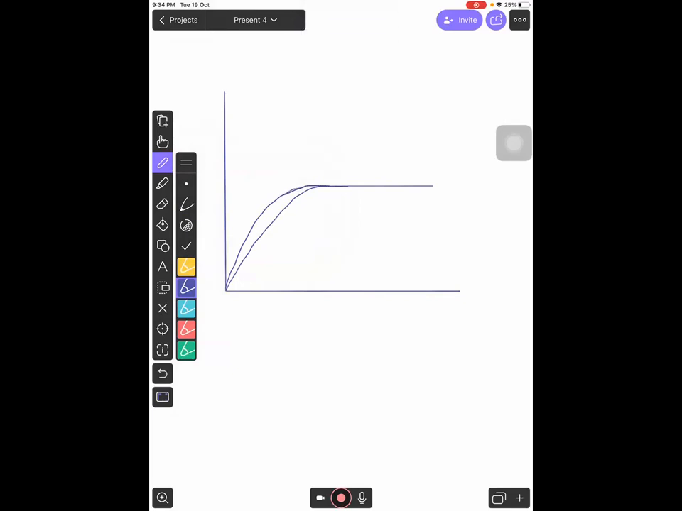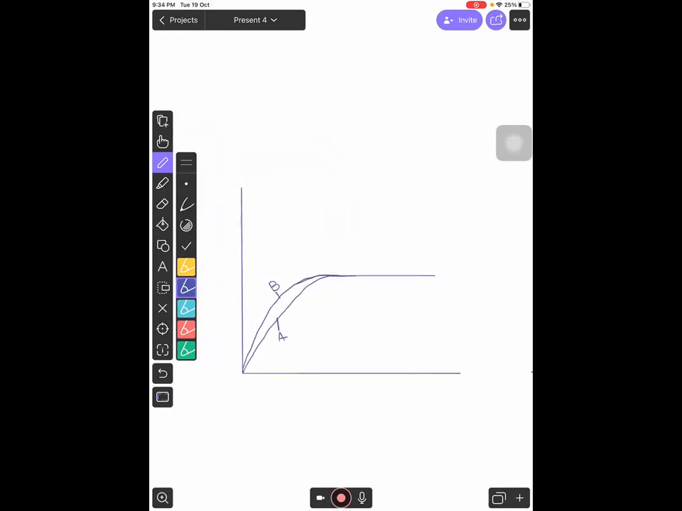The question is, this is graph A and this is graph B. Okay, so the question is, for example, 100 centimeter cube of 0.1 mole per decimeter cube HCl reacts with magnesium ribbon, right? And in the second one, it is A.